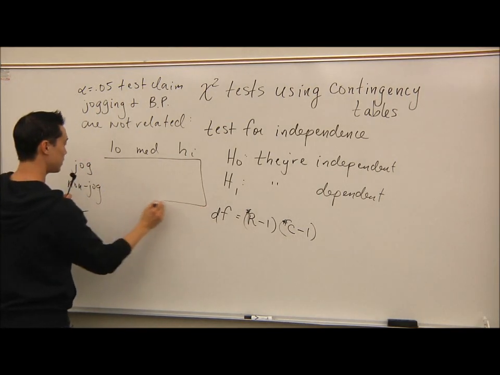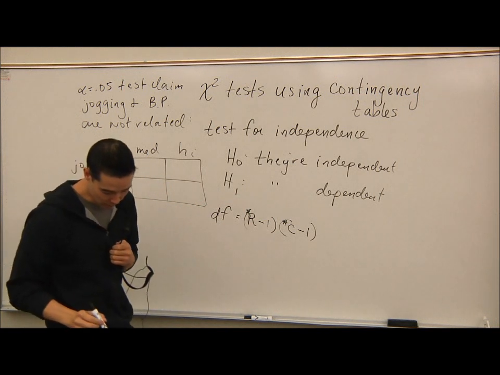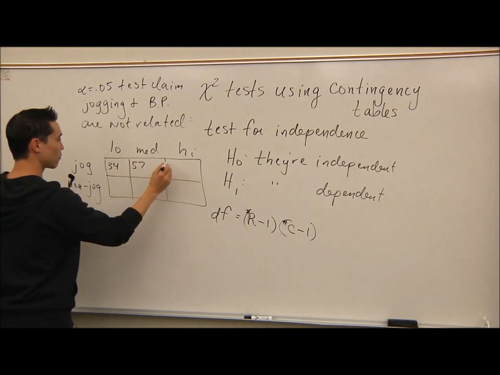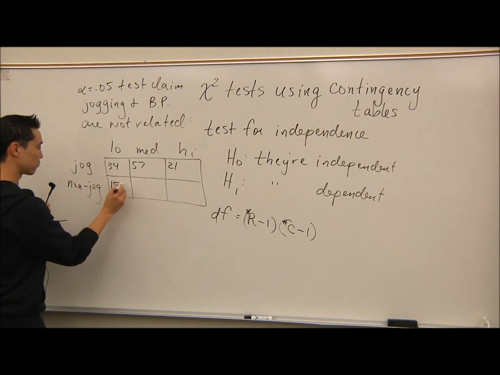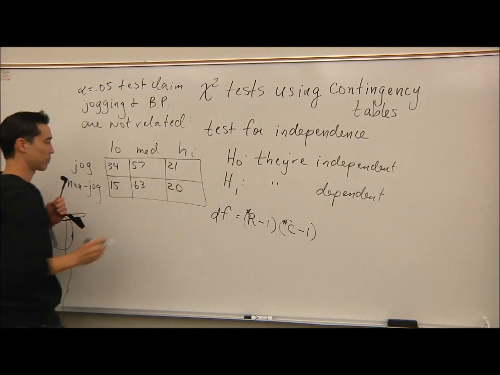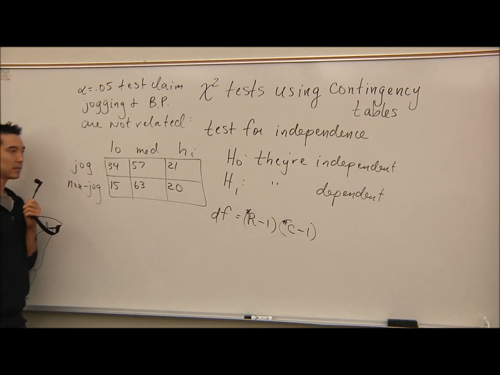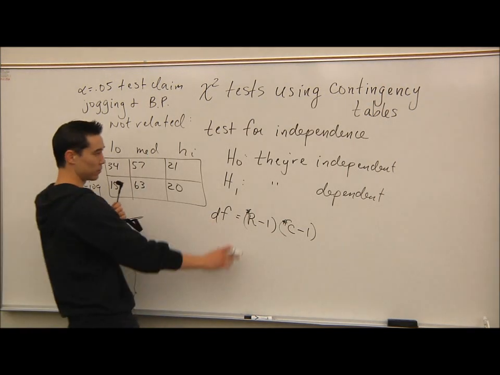And let me fill in the details here. So the first row, it's 34, 57, 21. And the second row, it's 15, 63, 20. Okay? So this is today's test. It's a test for independence. And the test value formula is still the same as before, the summation of the O's and E's, okay? The new thing is, how do we get the E's? That's new. And our degrees of freedom is a little new, okay?